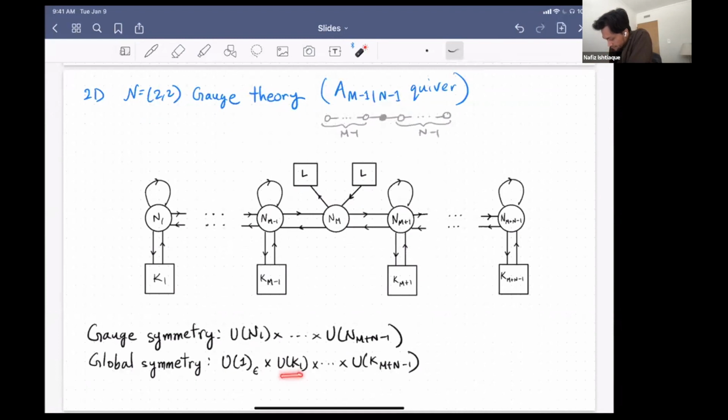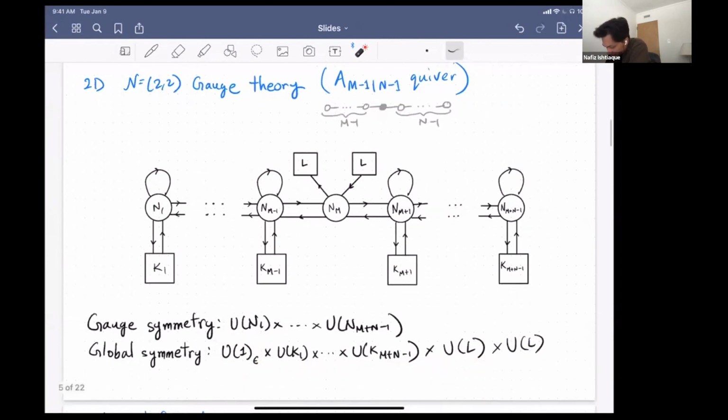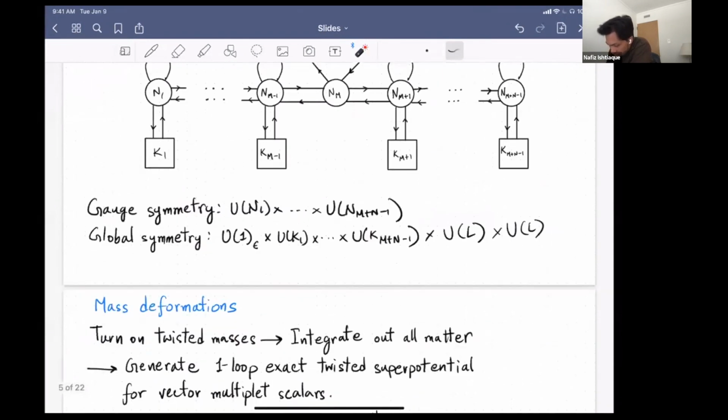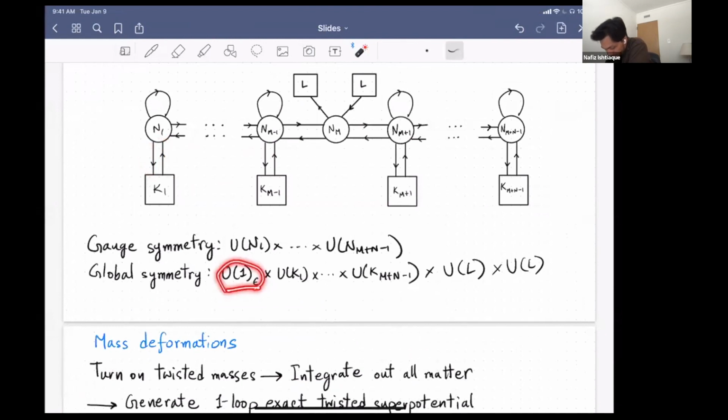So these U(K) factors correspond to these flavor nodes. I should also include these nodes. And also, very importantly, it can have more, say U(1) flavor symmetries acting on various matter. But one of them is very special, in the sense that we are going to use one of them to deform the theory by giving a mass with respect to the symmetry. So there's a very special U(1) symmetry, which we are going to use later on, in addition to this flavor symmetry, to make the theory completely massive. And all the matter are charged under this particular U(1) with various charges.